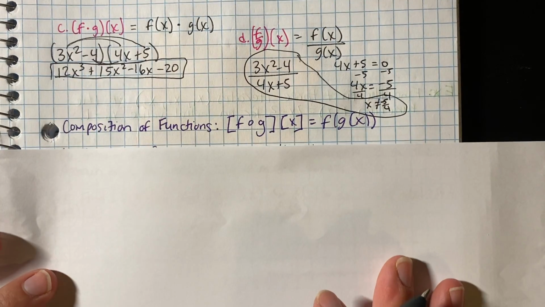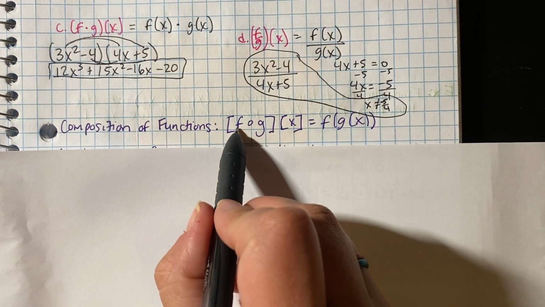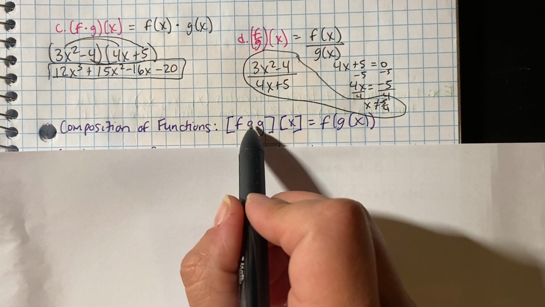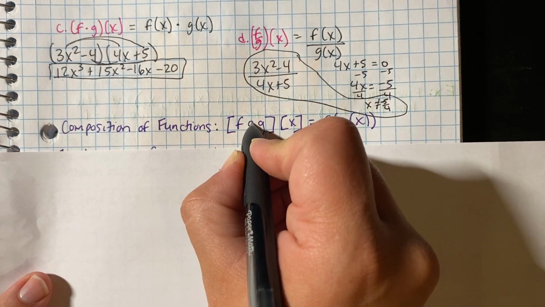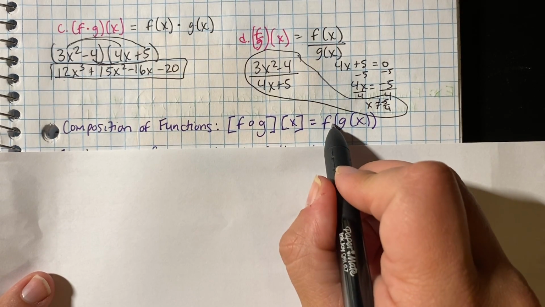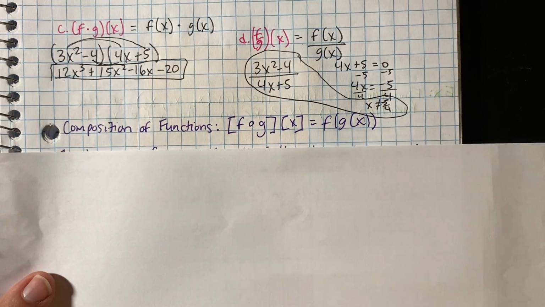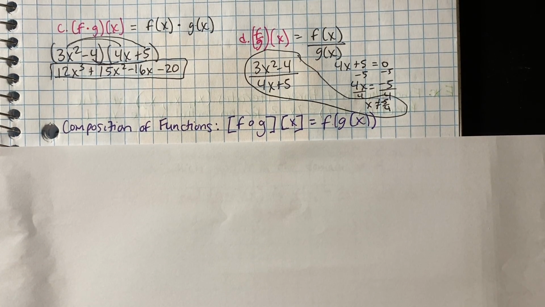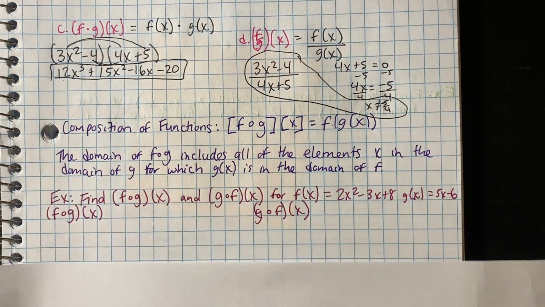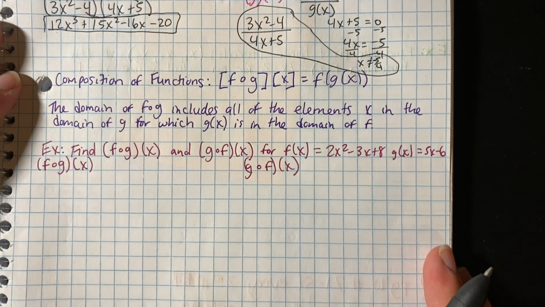All right, next one. Composition of functions. So we would say f of g of x. What we're saying, this "of" is a little bit different here. Okay, this is saying putting the function g of x into the function f of x. Okay. So let's look at a problem like that.